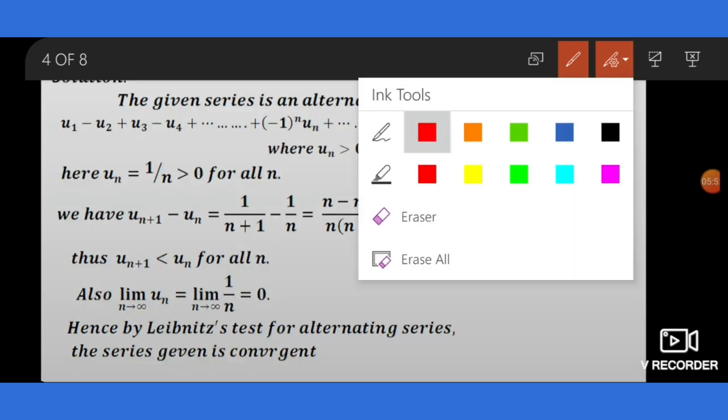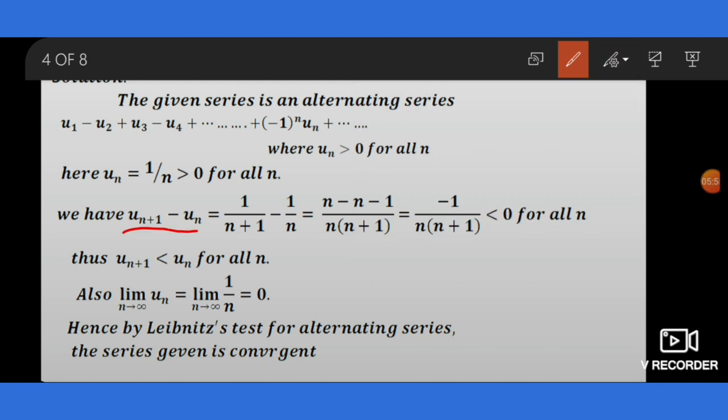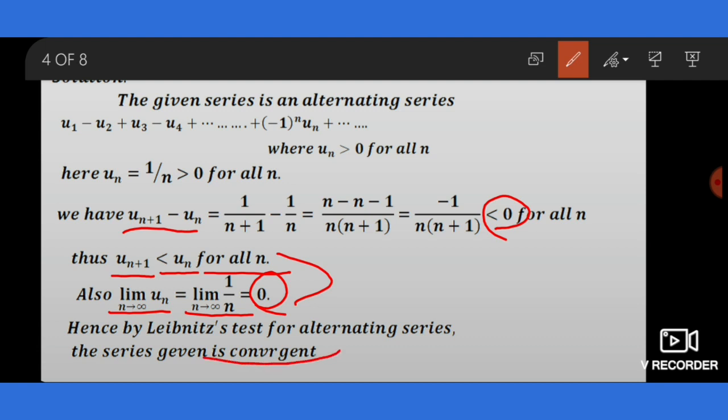So this inequality, less than 0, can be written as un plus 1 is less than un for all n. Also, limit n goes to infinity of un equals limit n goes to infinity of 1 upon n, which is 1 upon infinity and tends to 0. So these two properties are satisfied, and by the Leibniz test for alternating series, the given series is convergent.